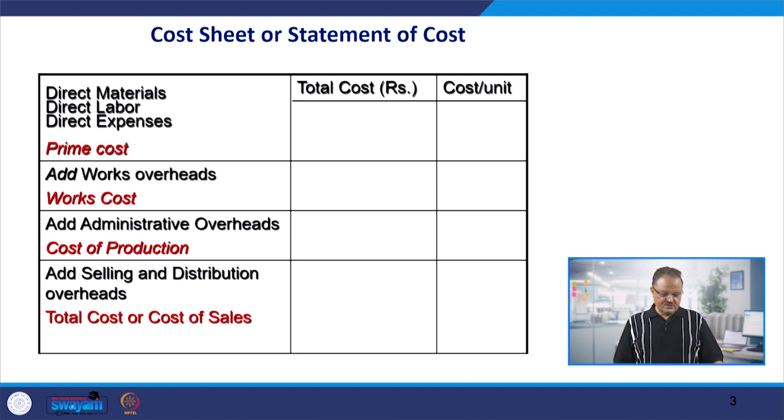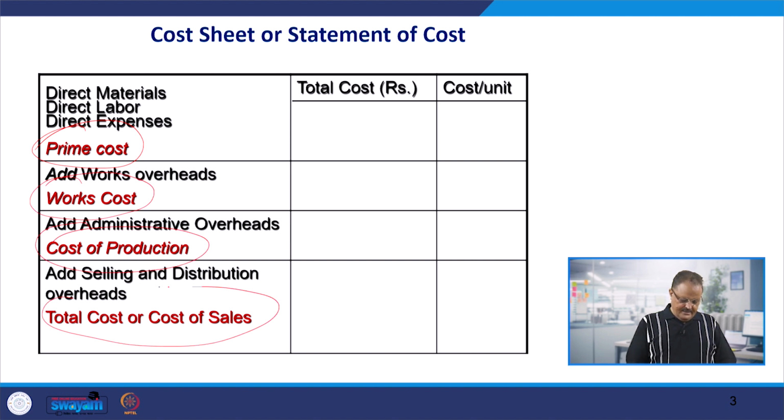For that purpose, you have to calculate the total cost of the product. So when you see this cost sheet, what does it include? It has four sub-costs, you can say. First, the prime cost. We have the works cost, we have the cost of production, and this is the total cost or cost of sales. What constitutes the prime cost? These three components: direct material, direct labor and direct expenses.